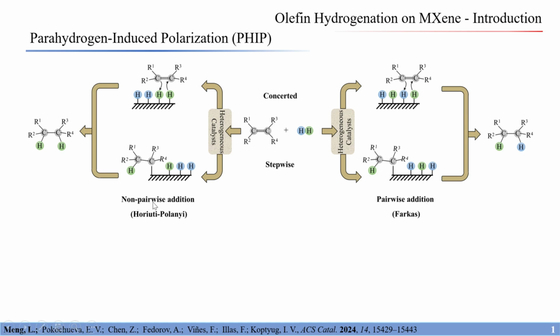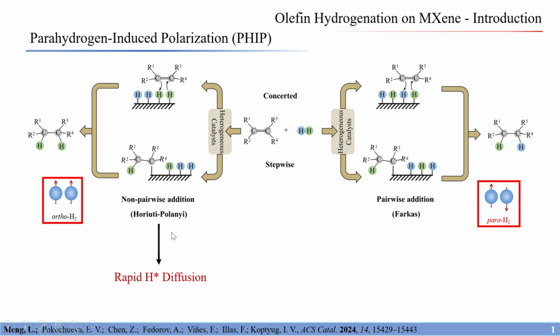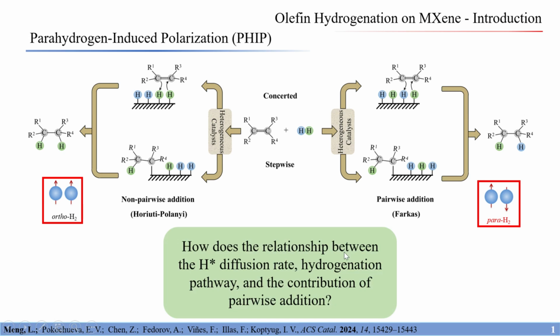Generally, the non-pairwise addition involves the addition of the ortho hydrogen, and the pairwise is the parahydrogen. In principle, the non-pairwise addition represents rapid hydrogen diffusion and the pairwise addition represents slow hydrogen diffusion. So what is the relationship between the hydrogen diffusion rate, hydrogenation pathway, and the contribution of the pairwise addition?